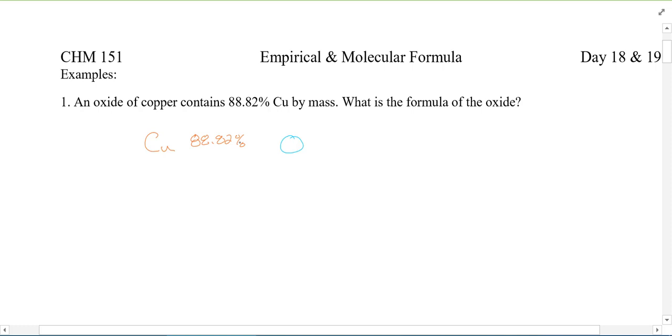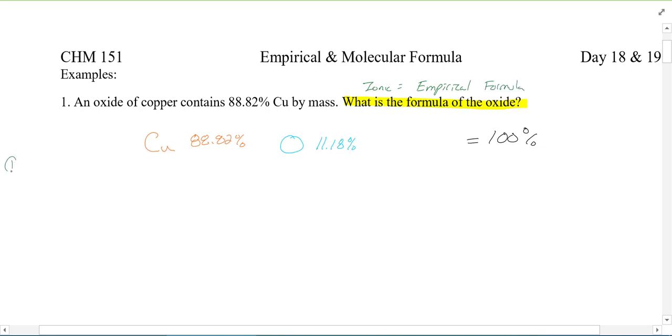Now we know it's 88.82% copper. Well, what's the total percent going to add up to? Well, it can only equal 100%, correct? So how much is oxygen? I would take my 100% minus my 88.82, and that would be 11.18% oxygen. The question is going to ask, what's the formula of the oxide? Well, it's an ionic compound. How do I know it's ionic? Well, copper's a metal, oxygen's a nonmetal, ionic compound. And so we want to calculate the empirical formula.